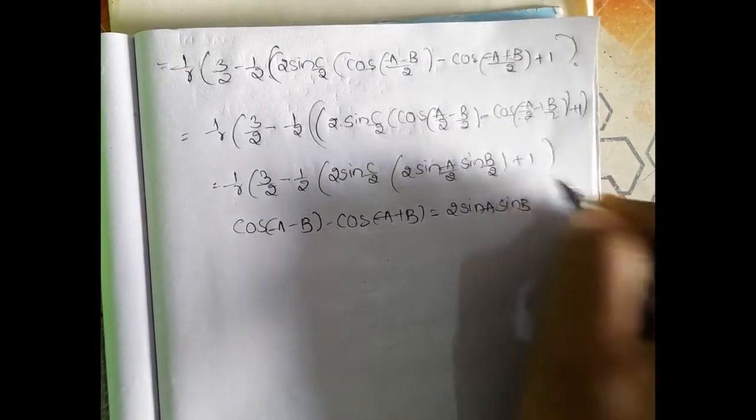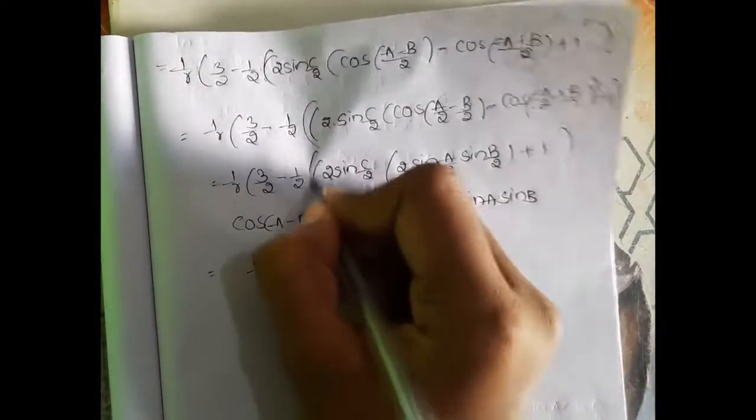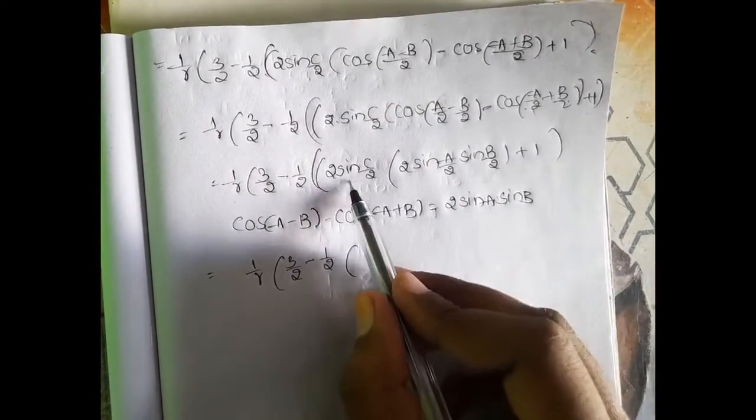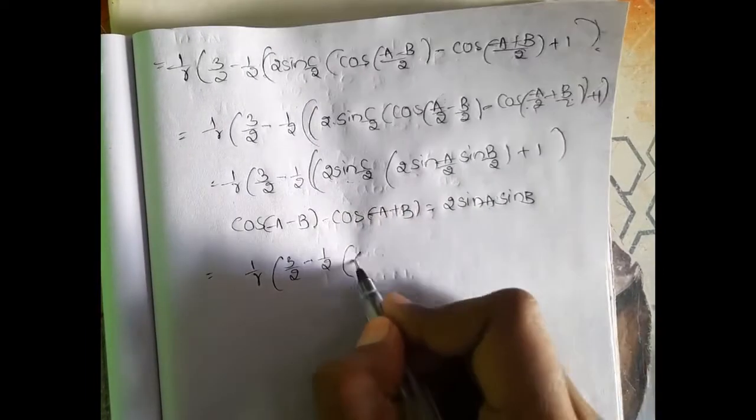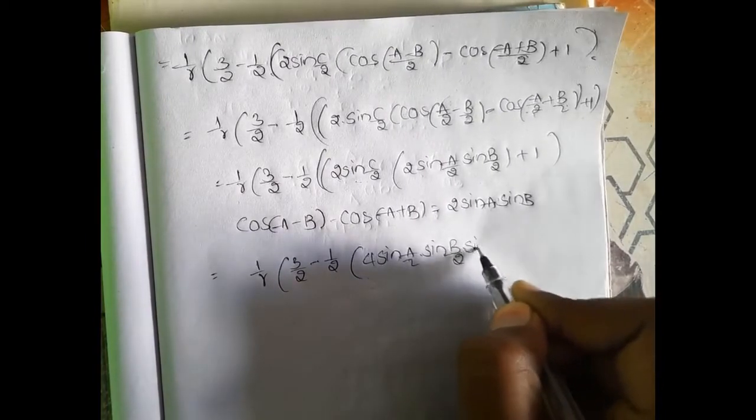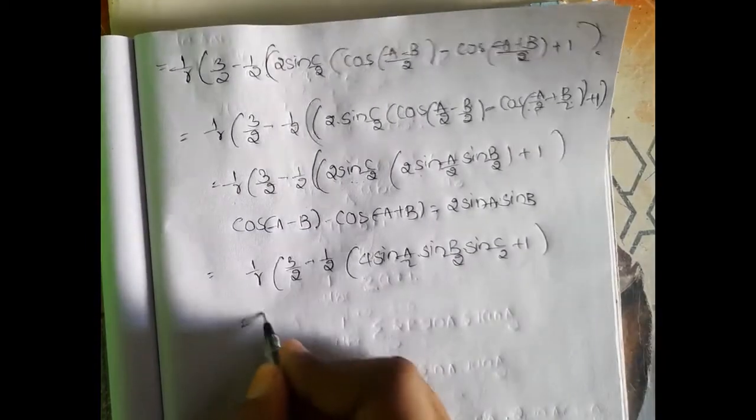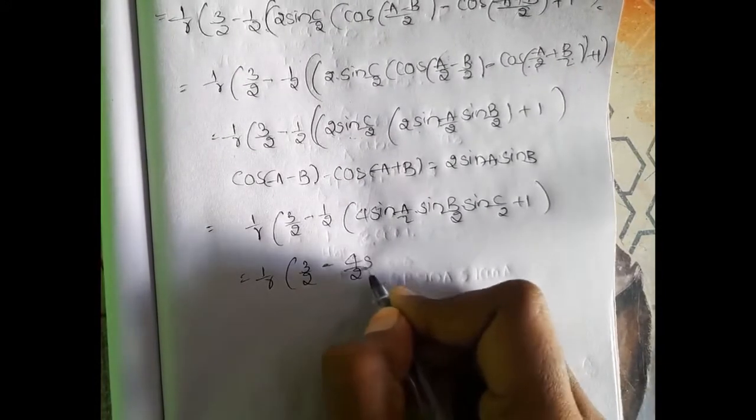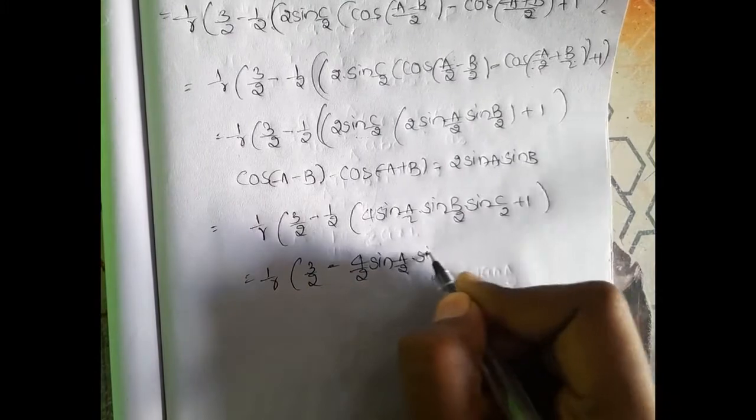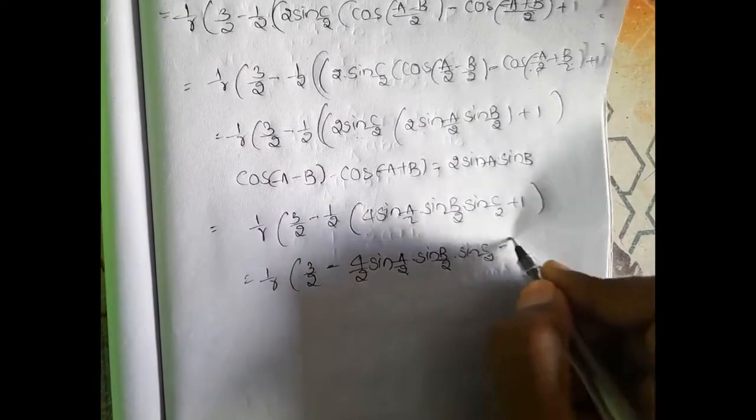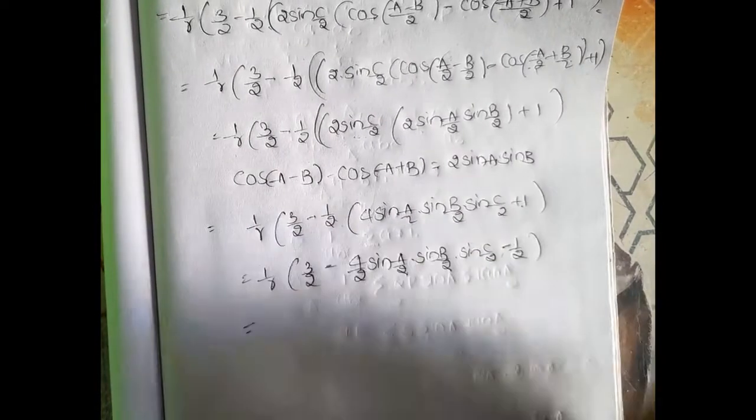Now plus 1, okay? 1 by r, 3 by 2 minus 1 by 2, 2 sine, okay. Now multiplying this, 4 sine a by 2 sine b by 2 sine c by 2, right? Plus 1. Now 1 by r, 3 by 2 multiplying minus 1 by 2 to this whole, 4 by 2 sine a by 2 sine b by 2 sine c by 2 minus into plus 1, minus 1 by 2. Sorry, minus 1 by 2 into plus 1, minus 1 by 2.